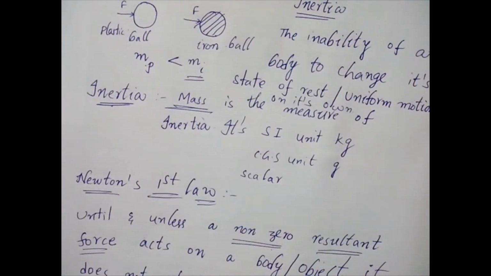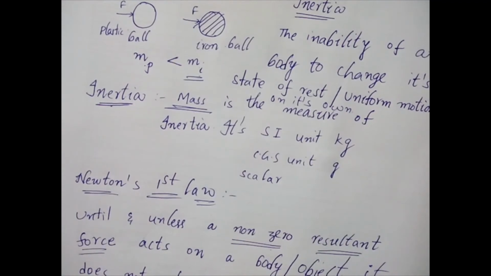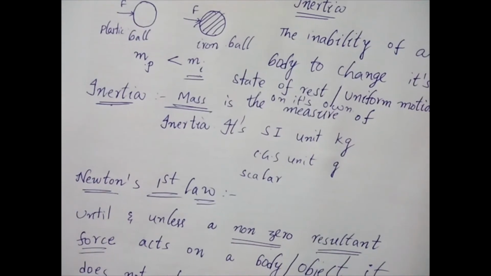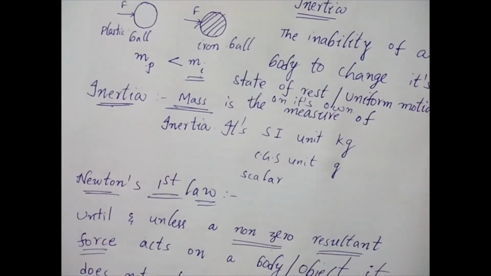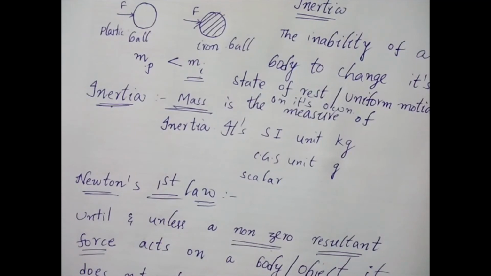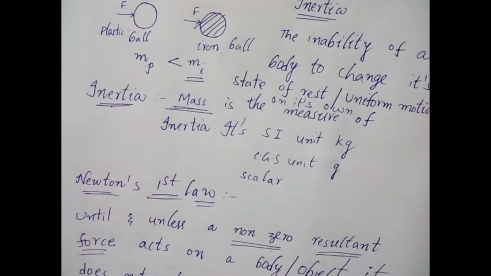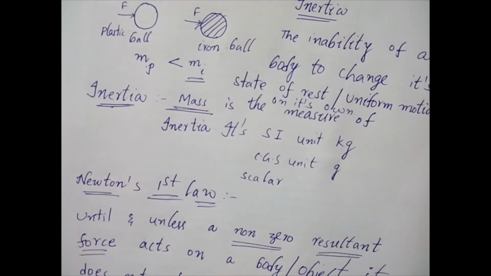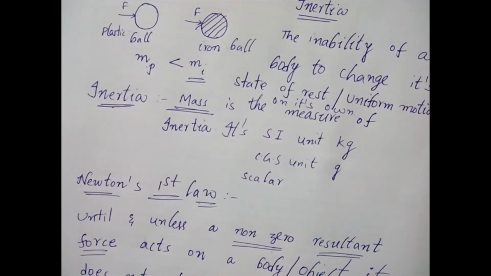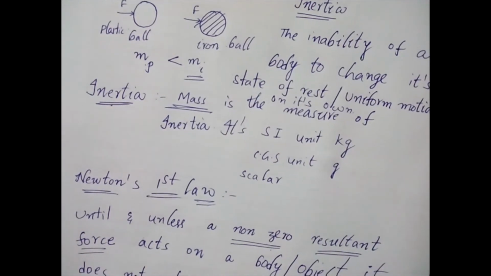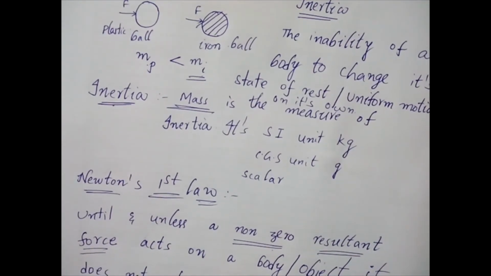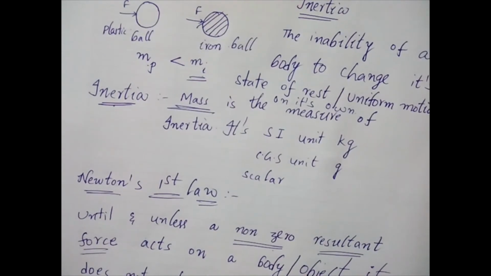It has an SI unit and a CGS unit, and it is a scalar quantity. Based on which has more mass and which has less mass, you can tell which has more inertia and which has less inertia. So I hope all of you understood this concept and the important points, and examples also are very important. Without inertia you cannot do any work. If you want to throw any object also, you need certain inertia.